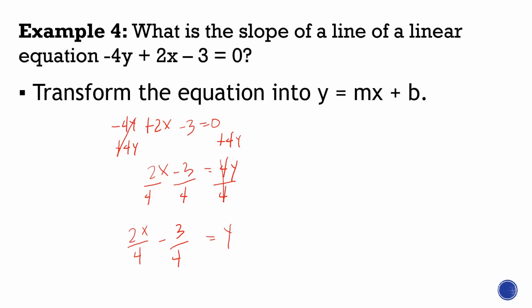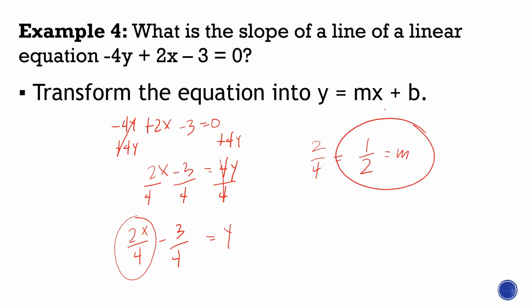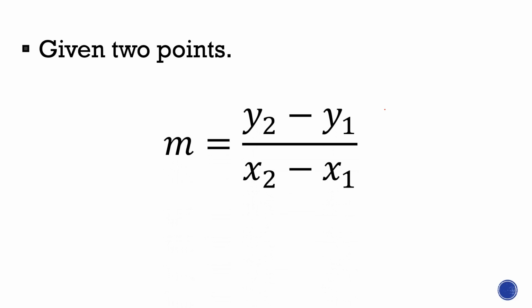So now we can clearly see the slope, and that is this one. So that's 2 over 4. We can simplify that. That is 1 half. That's our slope. Okay. Now, what if the given are 2 points? Let's use this formula. Now, there's a variation of this formula. We can also use y sub 1 minus y sub 2 over x sub 1 minus x sub 2. Okay?